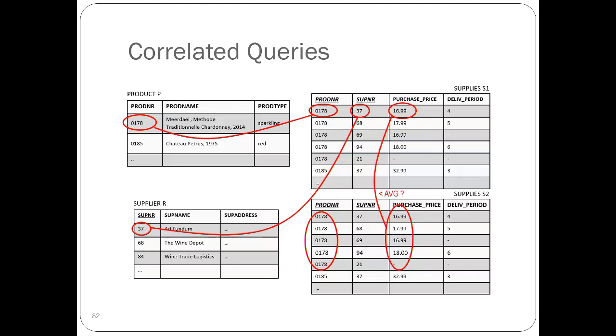Good. And then what you do for its purchase price, right? The condition is on purchase price. This purchase price should be less than the average purchase price for all the products with the product number 0178. So this thing is from outer one, and this whole thing that you have is from the inner query. And in inner query we are computing the average, but this average is computed only for 0178.